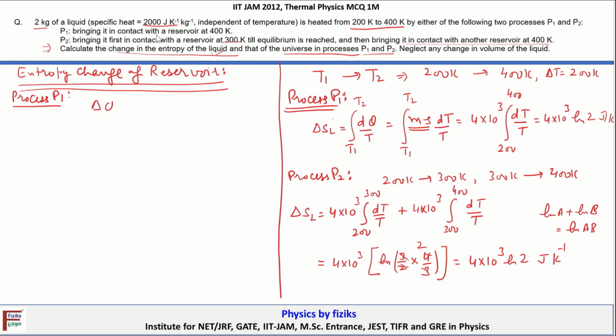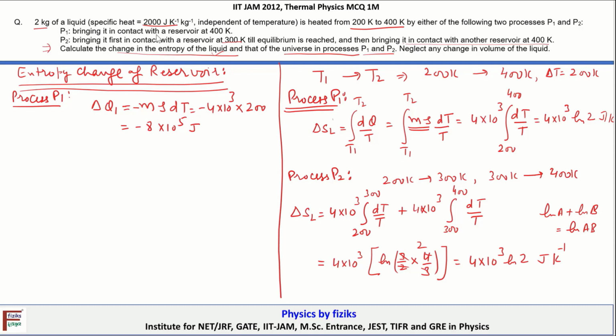In process P1, what is the heat energy exchanged by the reservoir? Let me call this delta Q1. It is determined from the material parameters of the liquid, because the same amount of heat will be gained by the liquid. For the liquid it is a positive quantity, whereas for the reservoir it is a negative quantity. So this is equal to ms dT, but now with a negative sign because the reservoir is losing energy. This is equal to minus 4 into 10 power 3 multiplied by the change in temperature, which is 200 Kelvin in process P1, and that is equal to minus 8 into 10 power 5 joule.